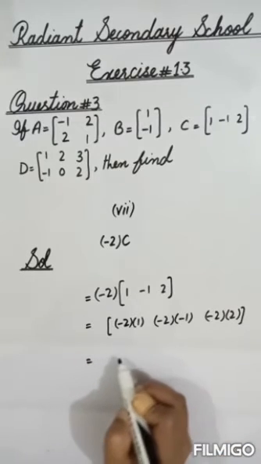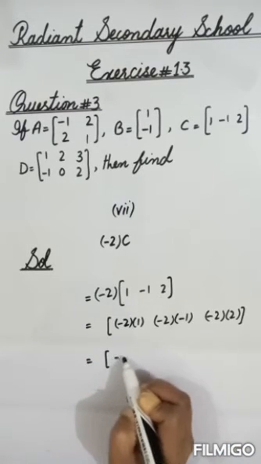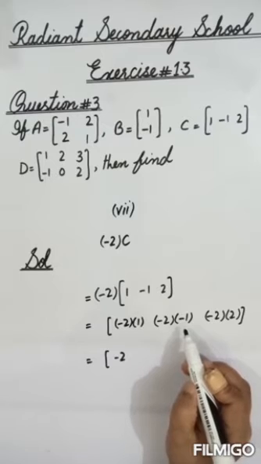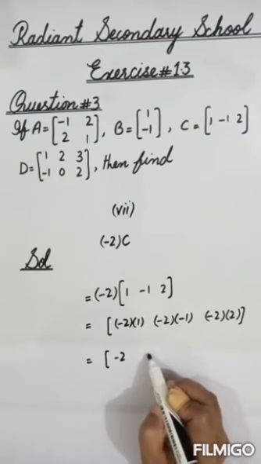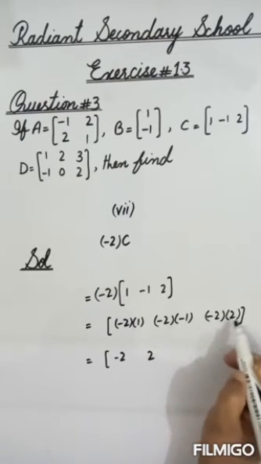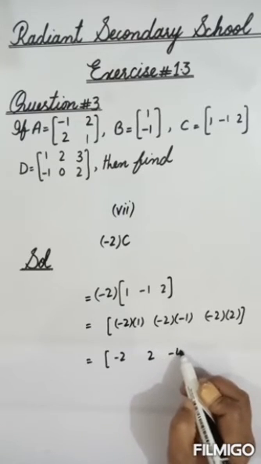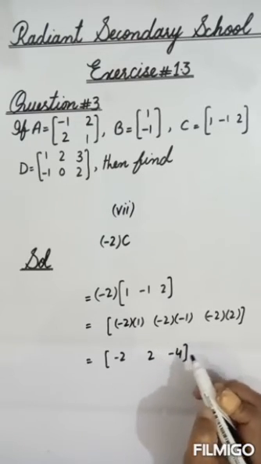Now the answer is -2 multiplied by -1, minus plus, it's equal to 2. Just -2 multiplied by 2, it goes to -4. This is the answer of part number 7.